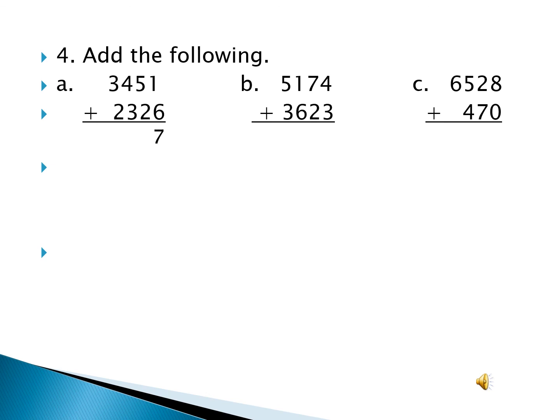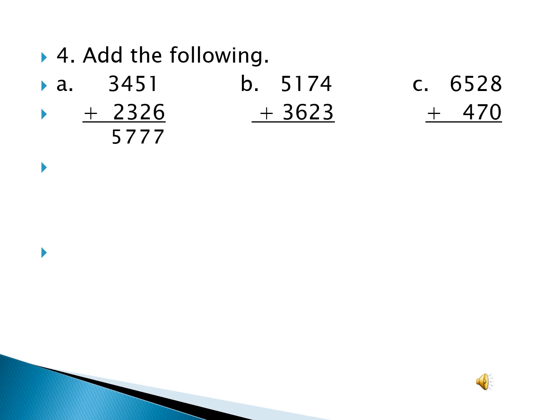Now move to tens column. 5 plus 2 is equal to 7. And move to hundreds column. 4 plus 3 that is equal to 7. And 3 plus 2 is equal to 5. So the answer is 5777.